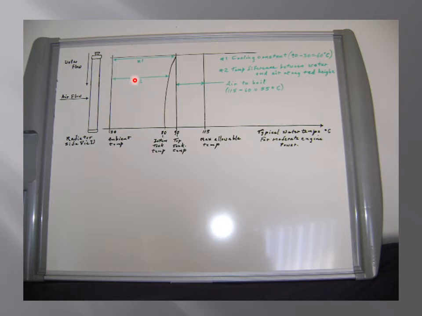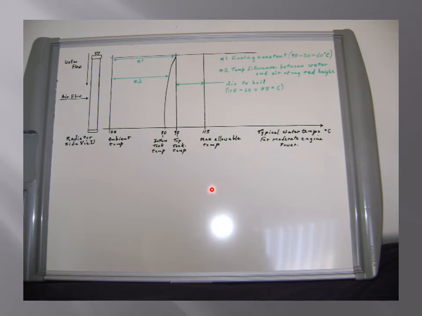Now, the difference in temperature between this water and the ambient gives you your heat transfer. And you'll notice that the further we go down, the smaller this becomes. In other words, we are dealing with a law of diminishing returns. Now, the difference between this inlet temperature and the ambient is called the cooling constant. In this case, it is 90 minus 30, which gives you 60 degrees. So the cooling constant is 60 degrees.